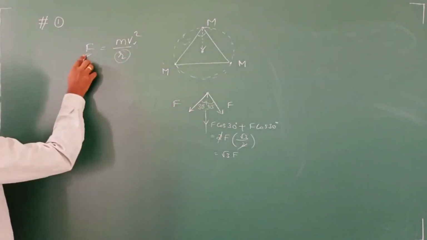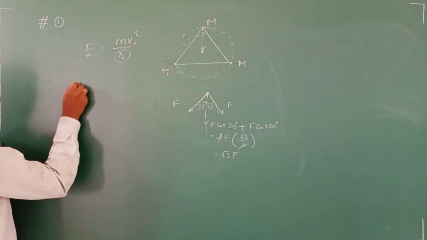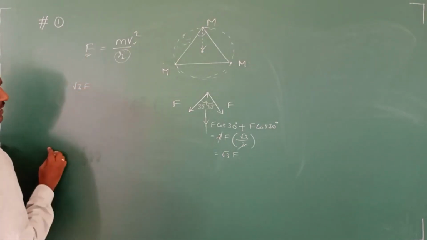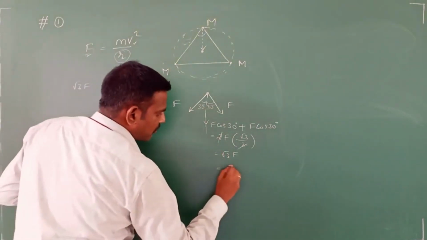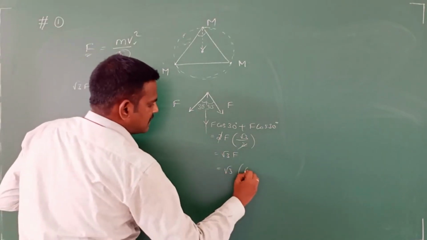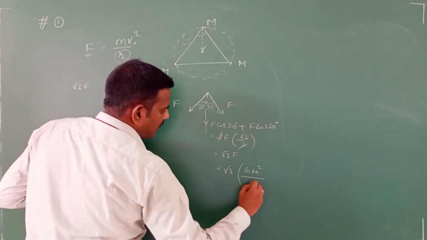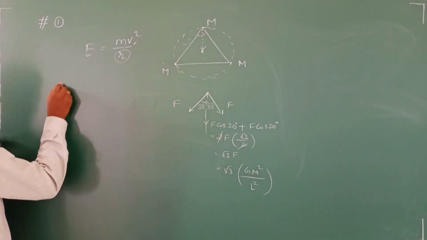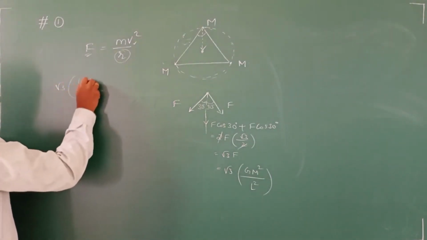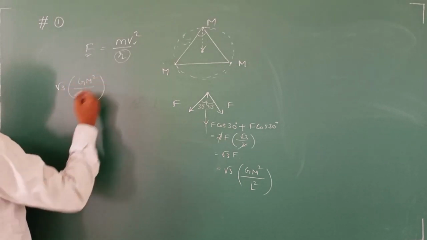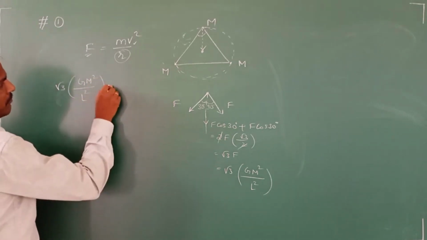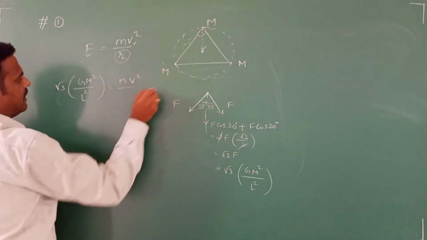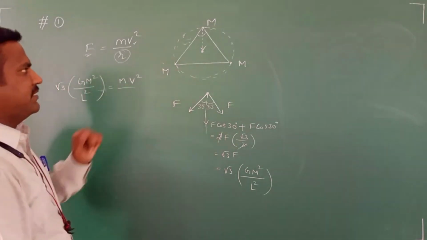So therefore the force I have found, how much is it? Root 3 F. What is the F here? So let me write here root 3 times F, where F is G m square upon L square. So therefore here I can write root 3 times G m square divided by L square. Now that must be equal to m v square divided by r, the radius of the circular path.